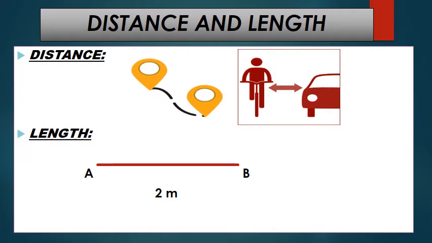Alright students, now tell me, is length and distance the same thing? No. So what is the difference between length and distance? Length is the measurement of something, such as the segment or the dimensions of a room. Distance is how far apart objects are, such as two cities or two points.